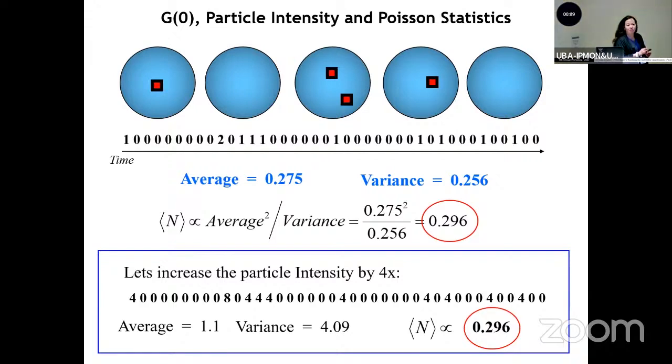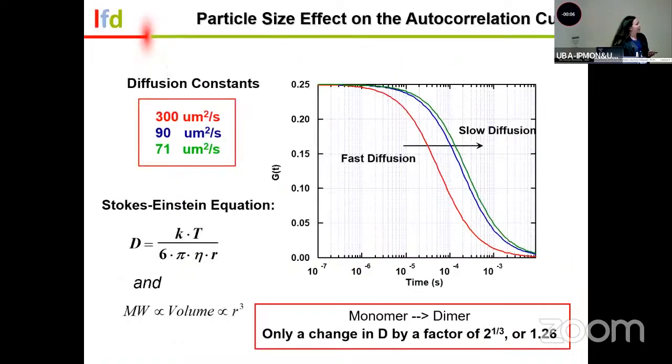So we're not changing the number of molecules, we're simply increasing the intensity by increasing the laser power. The number of molecules remains the same due to the fact that the variance is related to Poissonian statistics. All right, so just to note what happens in that case.